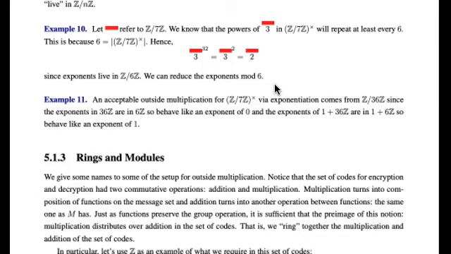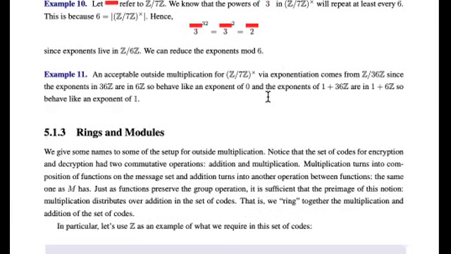Okay, so let's look at another example. An acceptable outside multiplication for Z mod 7Z cross via exponentiation comes from Z mod 36Z. That's because the exponents in 36Z are actually in 6Z itself. That means if you're a multiple of 36, you're a multiple of 6. And so it's going to be behaving like an exponent of 0. And so these guys will also behave like an exponent of 1.